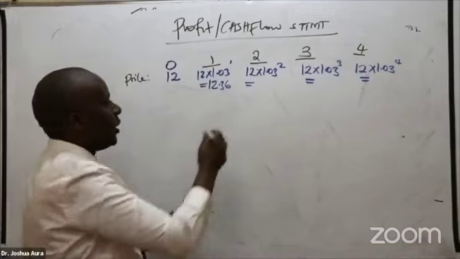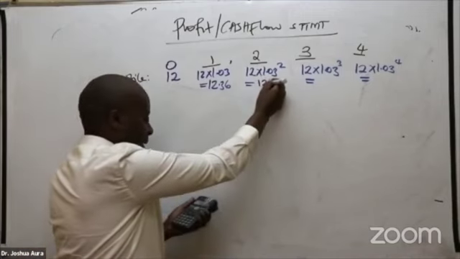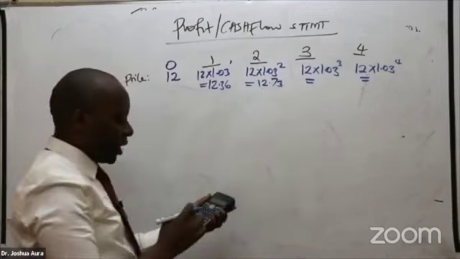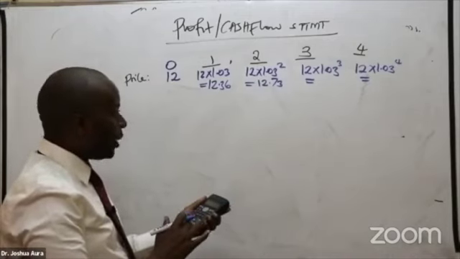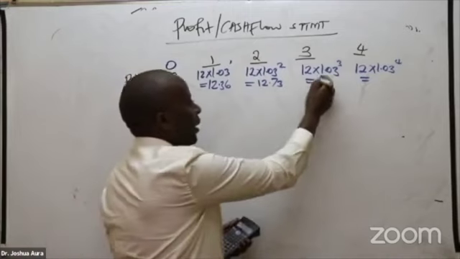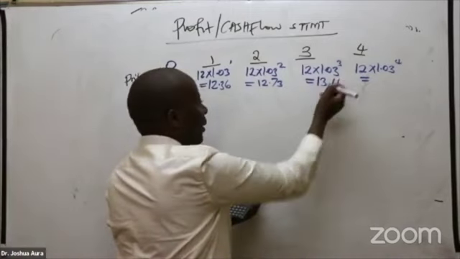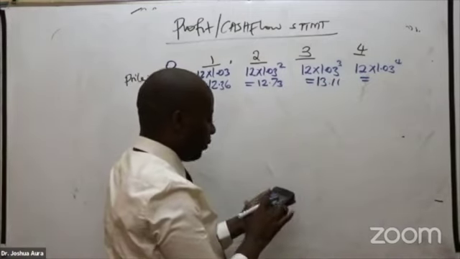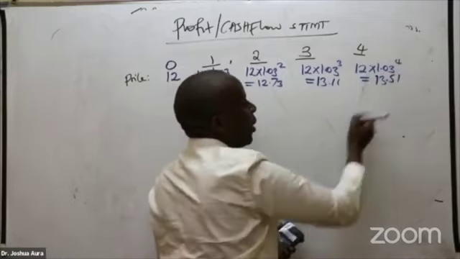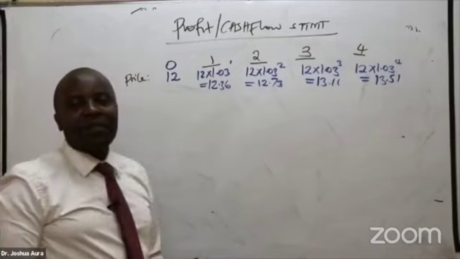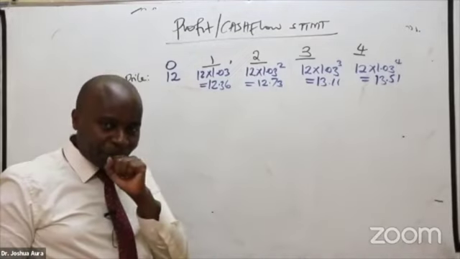So this one here had given us 12.73. Then we have 12 times 1.03 raised to power 3, which will give us 13.11. And lastly, raised to power 4, we have 13.51. Thank you very much. Are we together up to there?